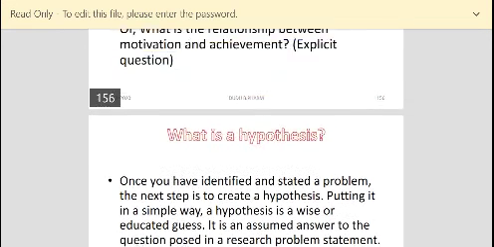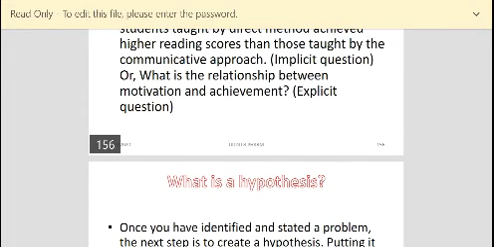For example, what is the relationship between motivation and achievement? This is your problem statement. But you might already have an academic guess. Your hypothesis might be positive, negative, or it might be neutral. For example, you might extract hypotheses out of this statement of problem by saying motivation and achievement are positively related, or motivation and achievement are negatively related, or there is no relation between motivation and achievement. These are the academic guesses, and this is what we call hypothesis.